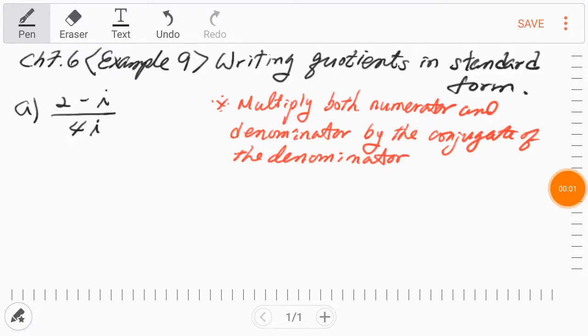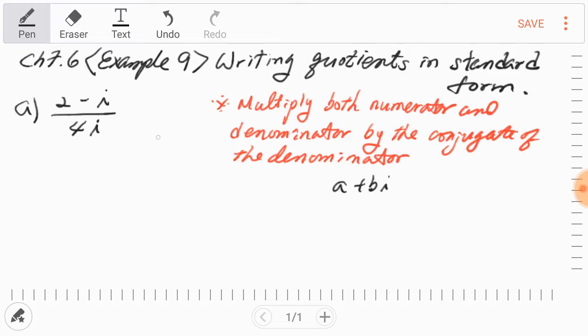Okay, in this example, we will write a quotient in standard form. Standard form is a plus bi. And this expression has a 4i as a denominator. So the denominator is 4i. Then we have to remove this i, change this 4i into some real number so that we can write it in standard form a plus bi.